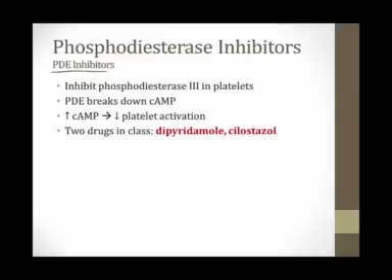These are drugs that are really very rarely used for their antiplatelet effects. Both of the drugs in this class inhibit phosphodiesterase 3 in platelets. Phosphodiesterase is responsible for breaking down cyclic AMP. So when you inhibit this enzyme, you will raise the level of cyclic AMP, and this will lower the amount of platelet activation. There are two drugs in this class. One's called dipyridamole, the other's called cilostazol.